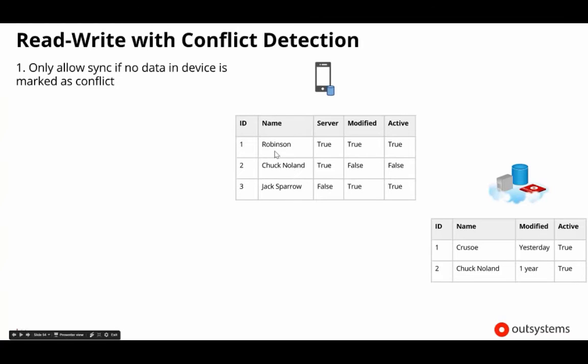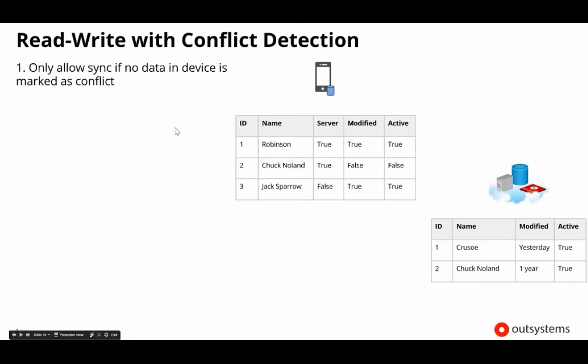Okay, Robinson: what happens here is that Robinson came from the server, but it was changed. And in the server, this was changed yesterday to Crusoe. Okay, Chuck Nolan: what happens is that he was changed on the server 1 year ago, so no news for Chuck. In terms of Jack Sparrow, you can see that it didn't come from the server, so he will be a new one and it doesn't exist in the server.